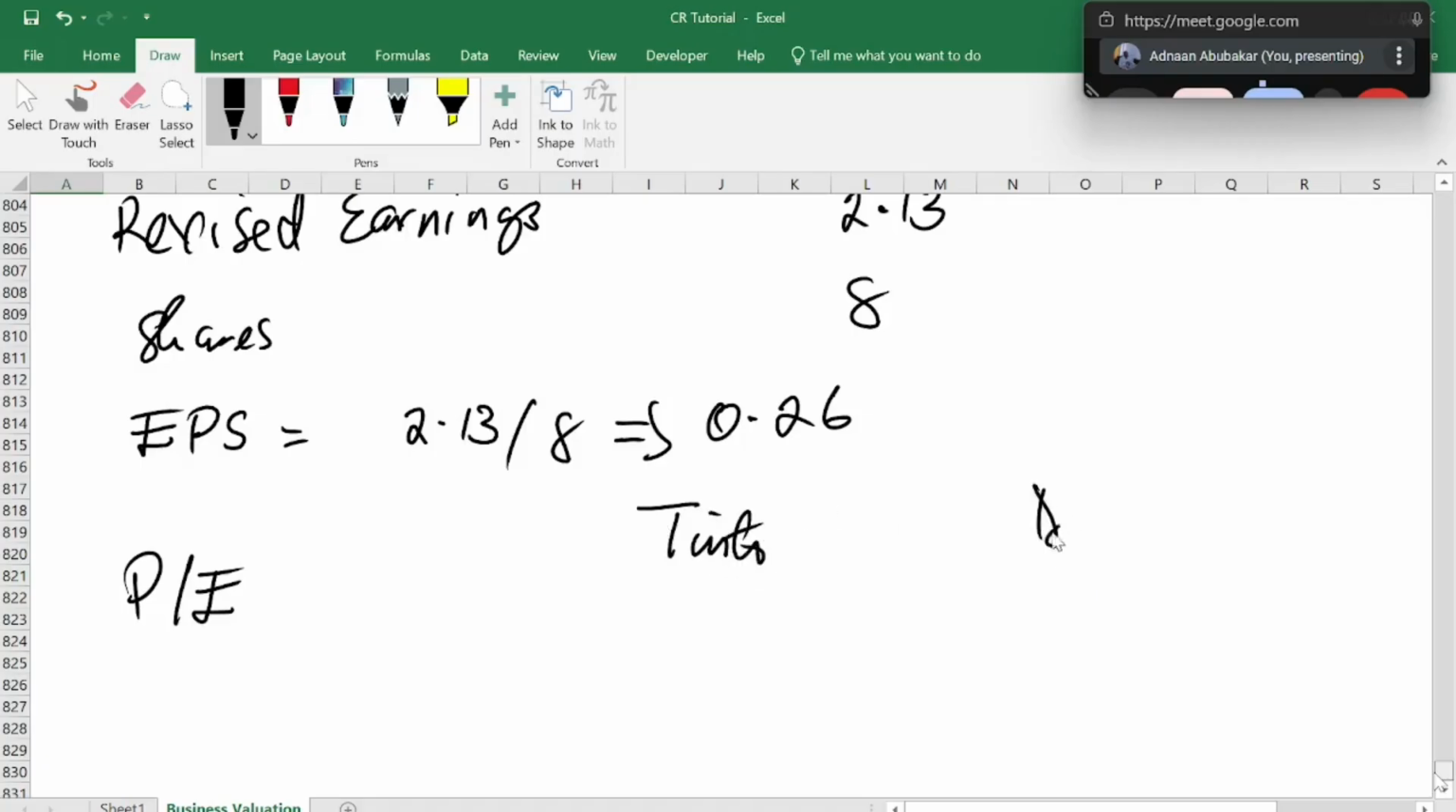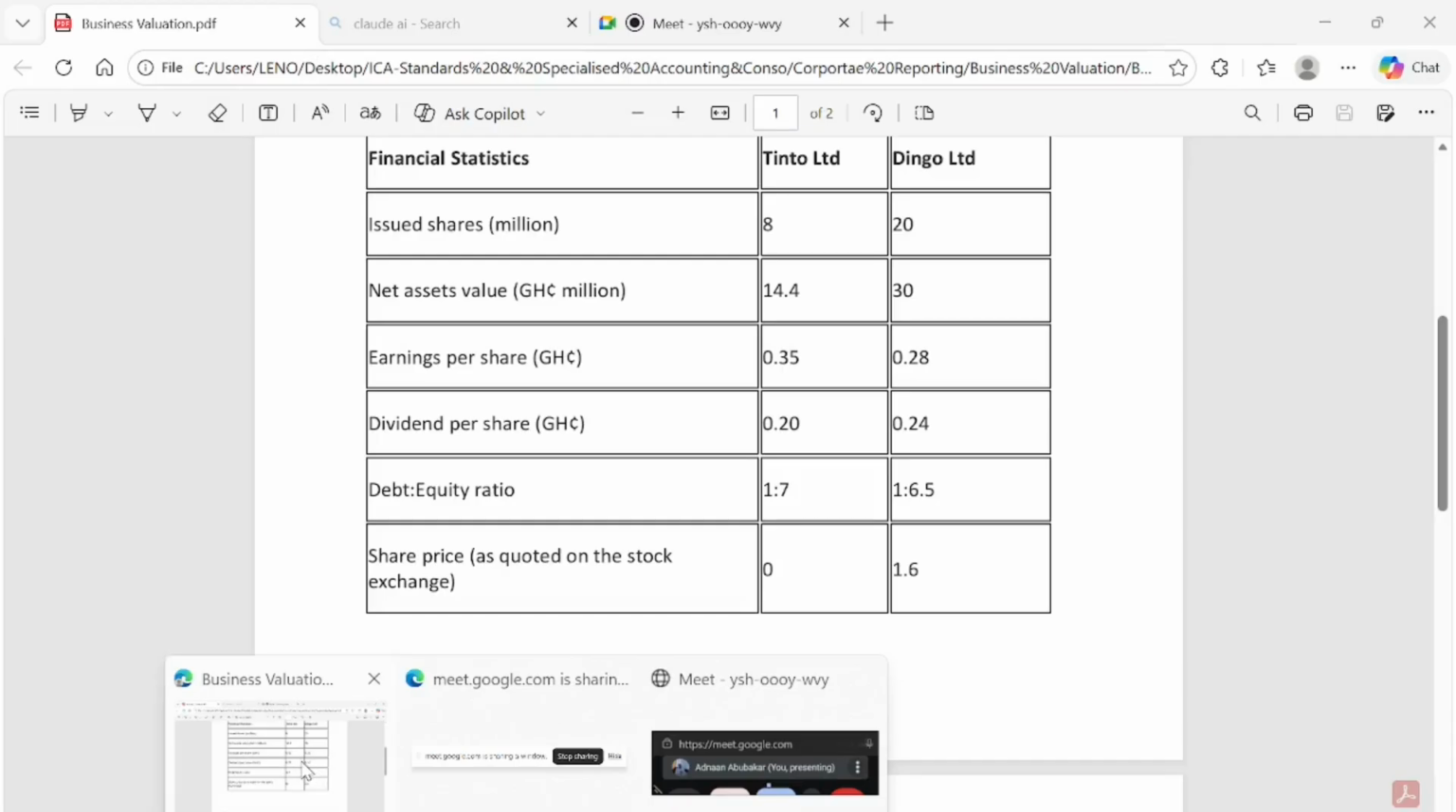And let's look at Dingo Limited. So in the question, check the PE ratio. Did they give you the PE ratio for the unlisted? That's what you wanted to find out. Tinto is unlisted, and then Dingo is the listed company. Don't forget about that one. Now let us look at Tinto Limited and Dingo Limited.